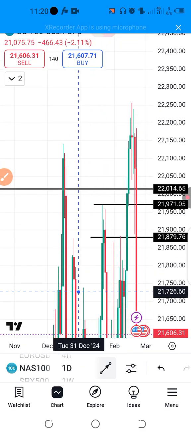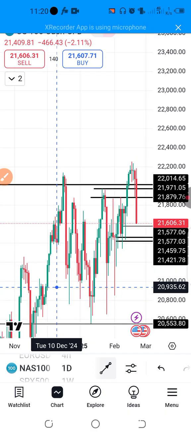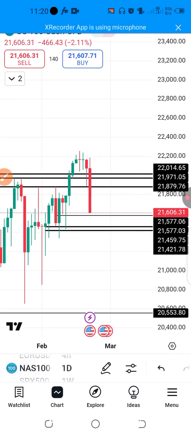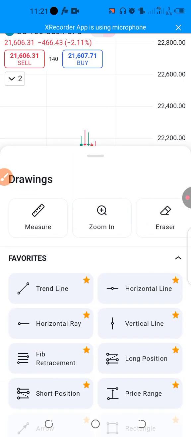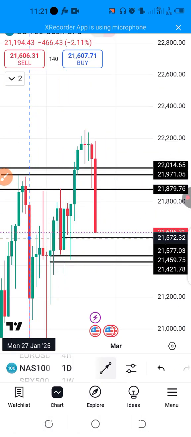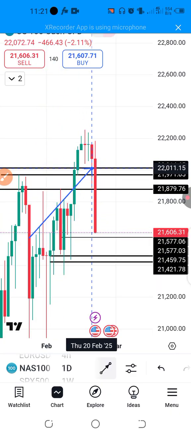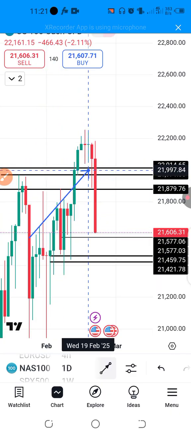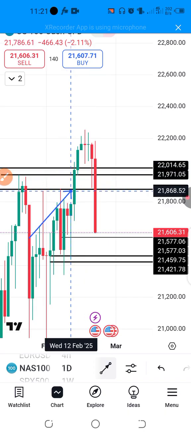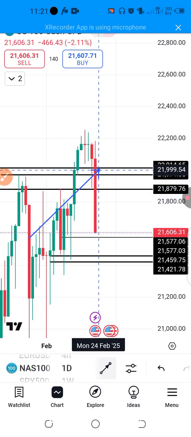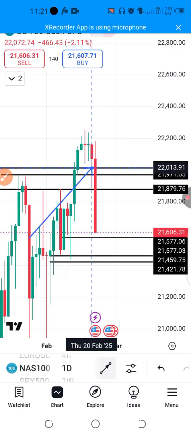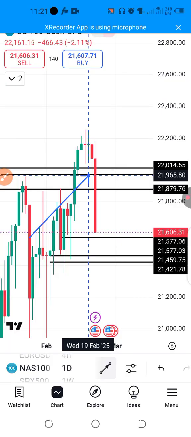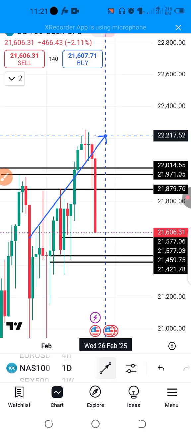So on the daily time frame, this is NQ, NAS 100. On the daily time frame, this is the level. Upon seeing this rejection candle here, at this fair value gap, these are the two lines I was monitoring. Look at this first one, this second one. I was expecting price to hit it and continue going higher.